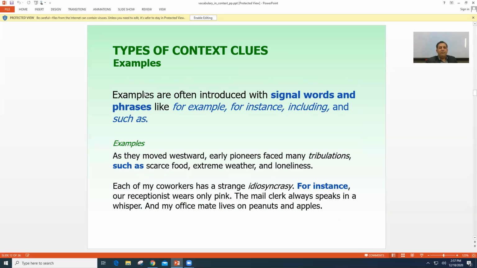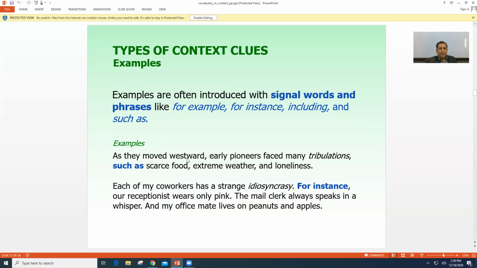Okay, now these examples are often introduced with signal words and phrases like, for example, for instance, including, and such as. So if you want to know whether you've got example clues in the sentence or not, these are actually the keywords or signal words. If you've got these signal words or keywords in a sentence, like for example, for instance, including, such as, you should know that you are going to have example clues.